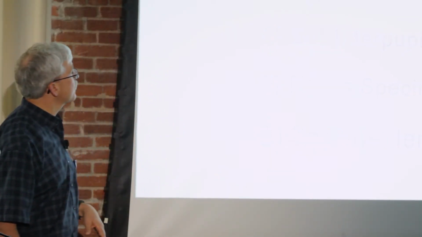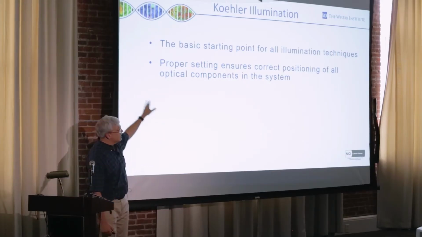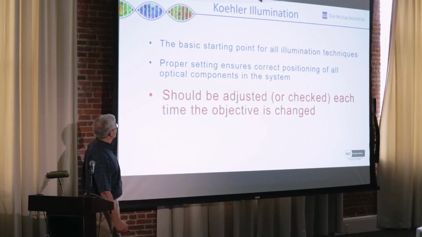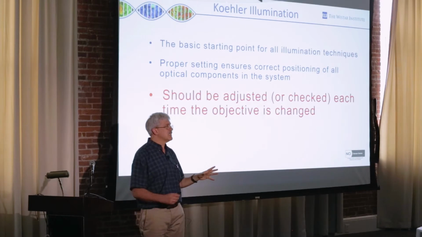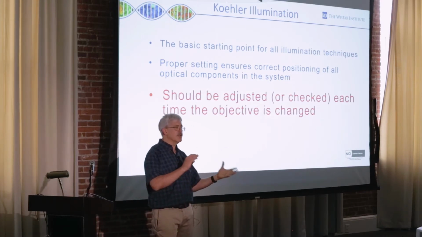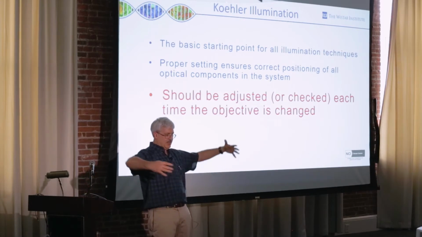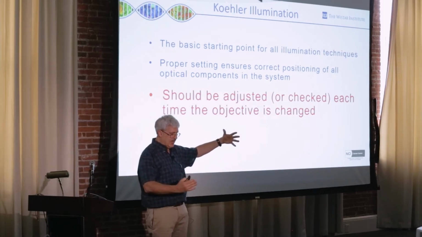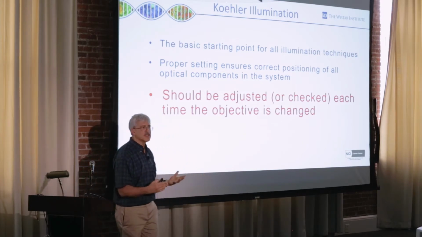So it's our basic starting point. The proper setting is going to ensure that everything's where it belongs, right? And it needs to be adjusted or checked every time you change the objective. Like I said before, just that one part when you're thinking about the field diaphragm: if I'm at 10x and I have the field diaphragm this big and I put in the 20x, I need to make sure I close that down. And adjusting the field diaphragm is part of Kohler.